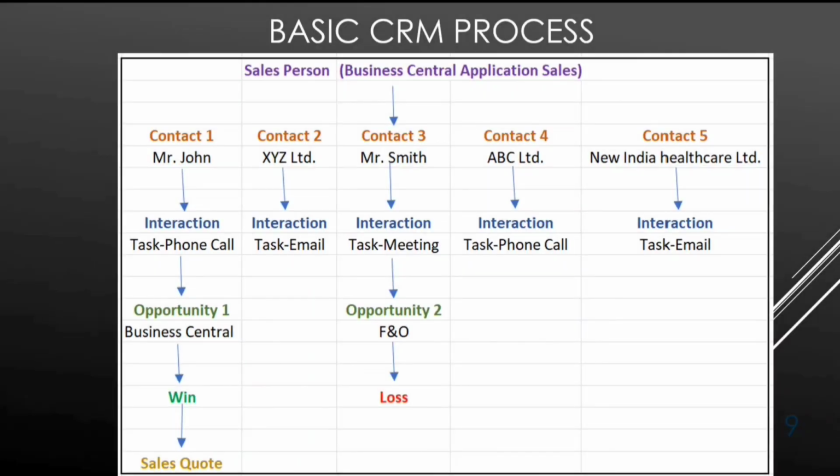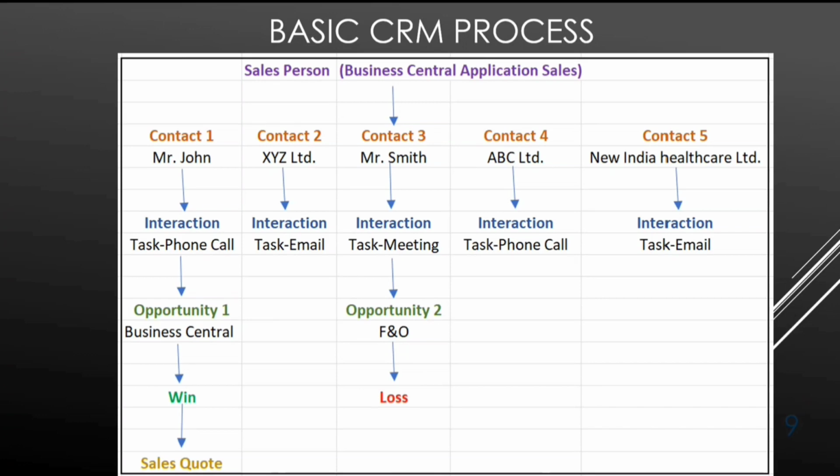Now moving to showcase you the basic chart of CRM, how the CRM function works. So here you can see there is a salesperson who performs the Business Central application sales. What he will do, he will go to the market and connect to a lot of persons. For example, I have mentioned that a contact could be a company, or a contact could be a person.